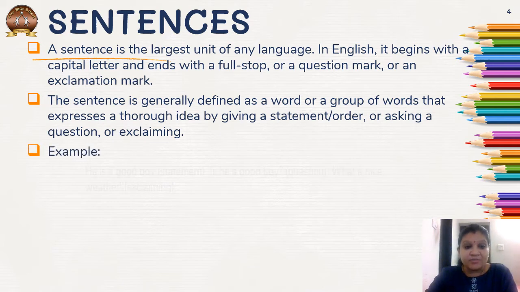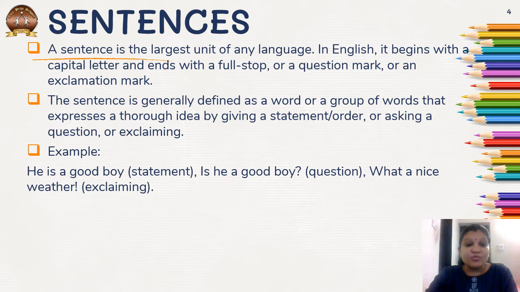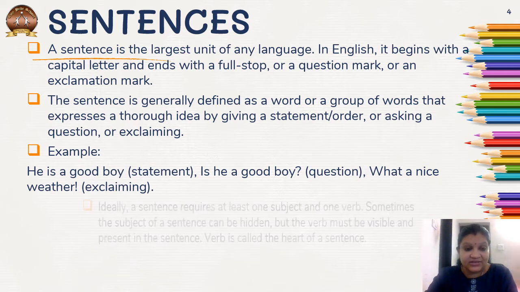Let's see some examples. He is a good boy. That's a statement. You can see it ends with a full stop. And, is he a good boy? Ends with a question mark. So a question. What a nice weather! Exclamation mark, and we are exclaiming here in the sentence.